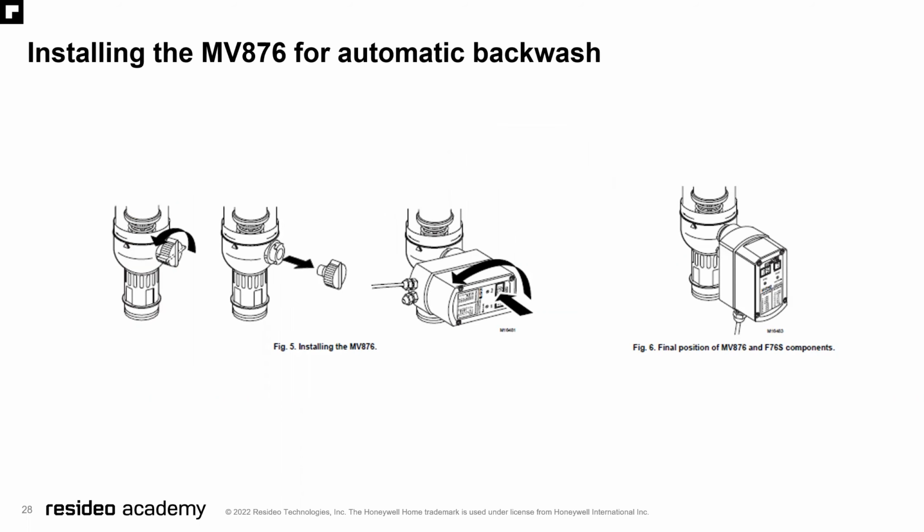MV876 for automatic backwash. This is taken right out of the manual. You can see that you just remove the backwash filter knob and attach the MV876 exactly where it went. Plug it in and you're good to go.